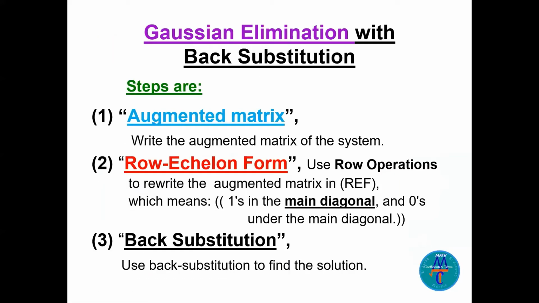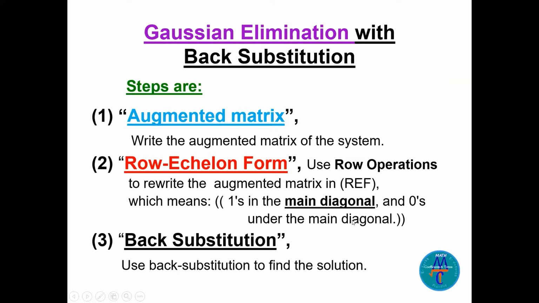Gaussian elimination method with back substitution. Gauss was a German mathematician. He invented this method. We write the augmented matrix to solve a linear system by matrices. Then we change it to row-echelon form. We use row operations to rewrite the augmented matrix. We write ones in the main diagonal and zeros under the main diagonal.